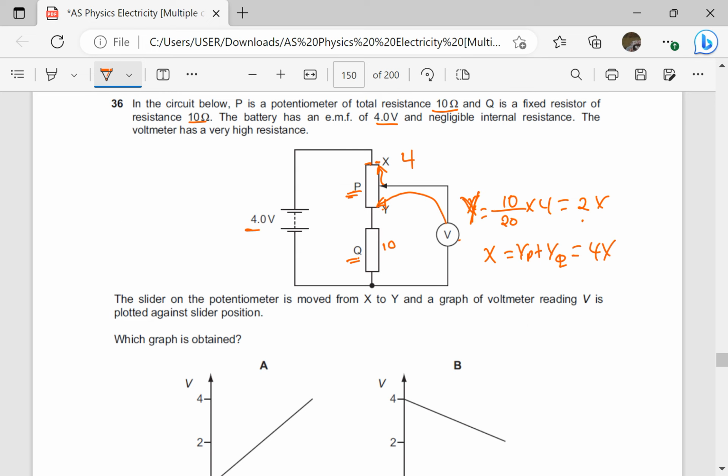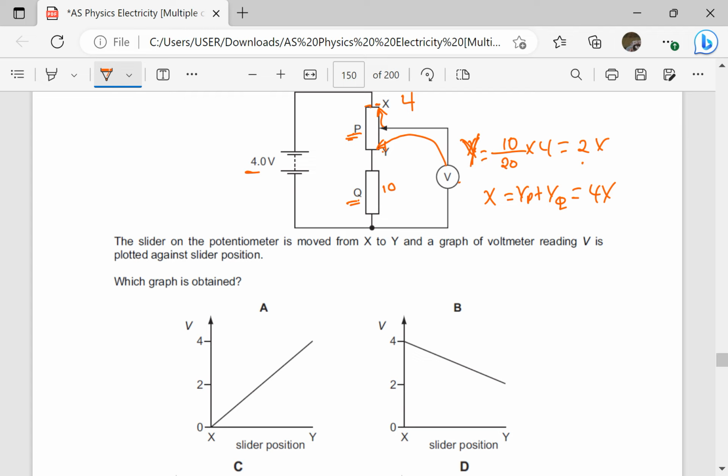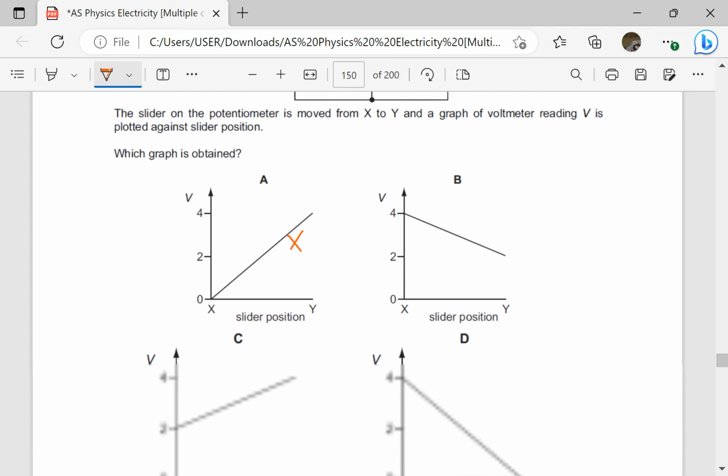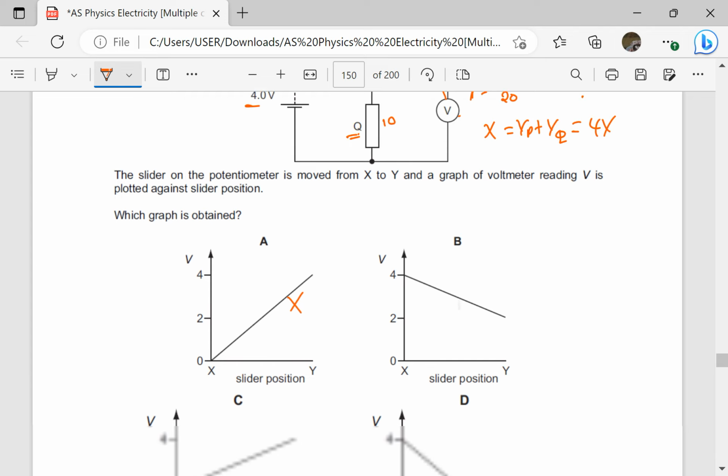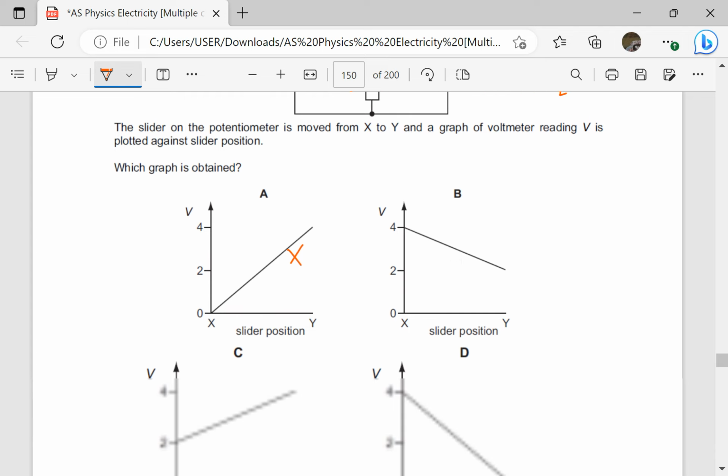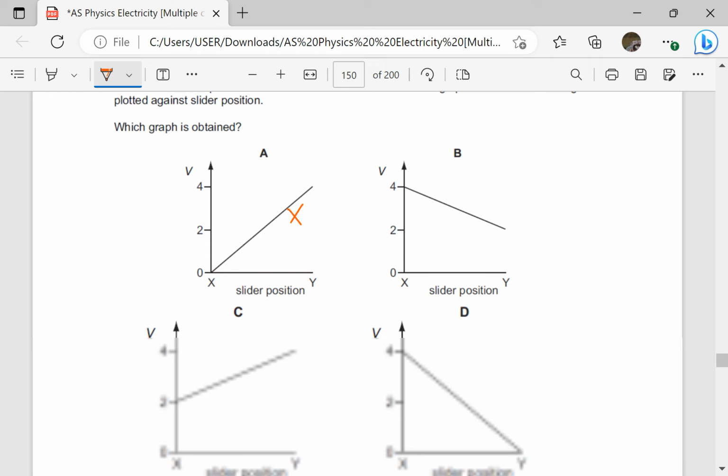So our graph should be, so this one is showing at X it is 0, that is not true. At X, it is 4. So our graph should start from 4. So this one is also wrong. At X it is 4, but at Y it is 2. This one shows that at Y it goes to 0, yet it goes to 2. So our answer is going to be B.